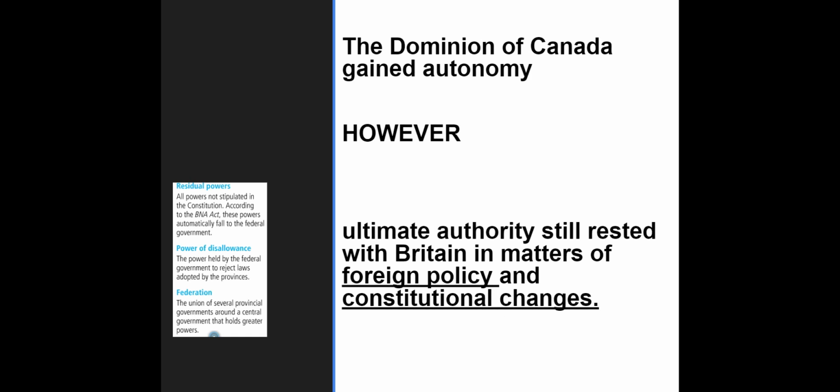So Canada did gain autonomy. However, the ultimate authority was still for Britain, especially in foreign policy matters, and Canada was not able to make changes to their constitution without the permission of Britain. So this was not fully democratic or autonomous for Canada.